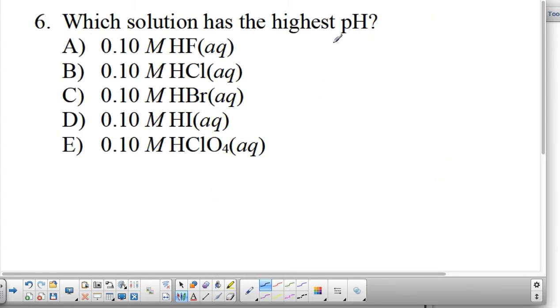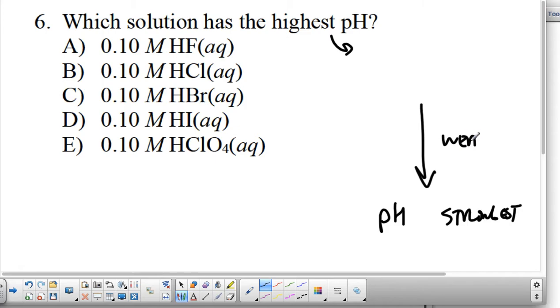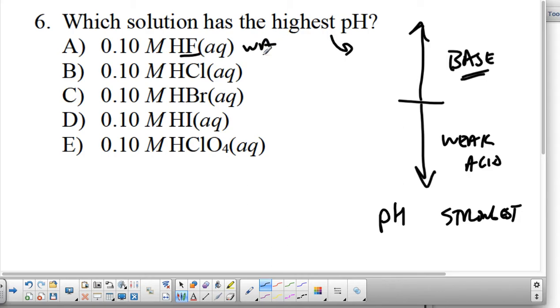When we talk about pHs, what do we know? The lower the pH, the stronger the acid. So the strongest acid is going to have the lowest pH. And then as you go this way, you would have a weak acid. Finally, you have neutral. And then it gets high when you get on the basic side, right? So the base side.